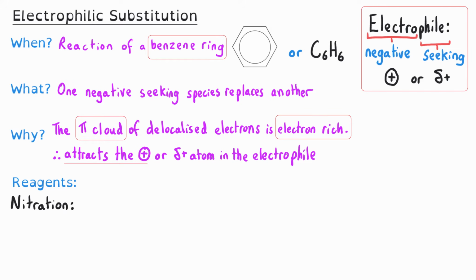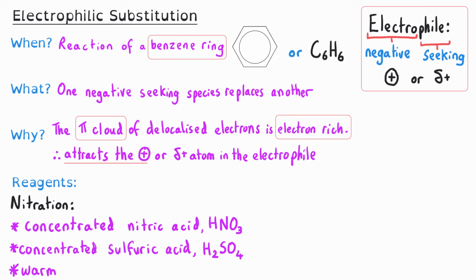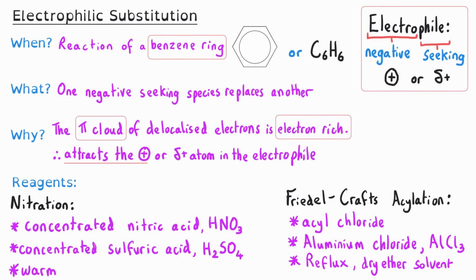There is nitration, which involves concentrated nitric acid, HNO3, as our source of our electrophile, and it involves a concentrated sulfuric acid catalyst. There's also Friedel-Crafts acylation, and the electrophile comes from an acyl chloride, and we use an aluminium chloride catalyst. This reaction is very slow at room temperature, so we need to do this under reflux in the presence of a dry ether solvent. There are other choices, but it's really important that we have a non-aqueous solvent.